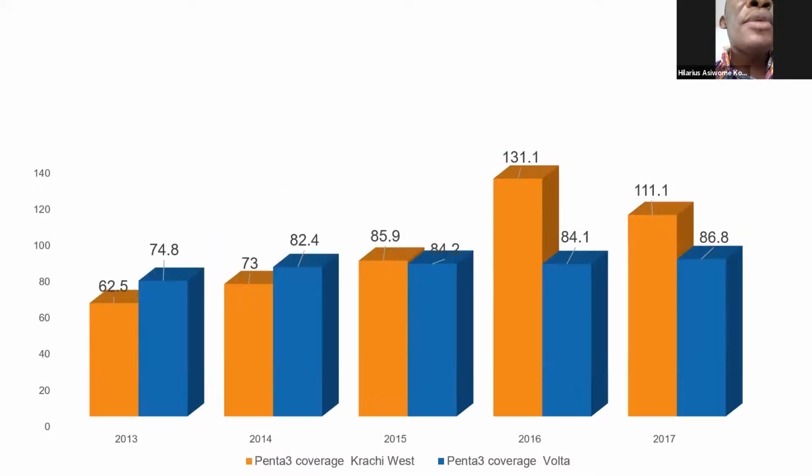So here also I share with you Penta 3 coverage. Again, at the time of starting these interventions, the district was at an all-time low of 62.5% coverage for Penta 3. But as at the time of 2017, we've been able to move the coverages, reach the targeted population within the district, and also had other district populations accessing services on these islands that we were reaching over the period. Next slide.